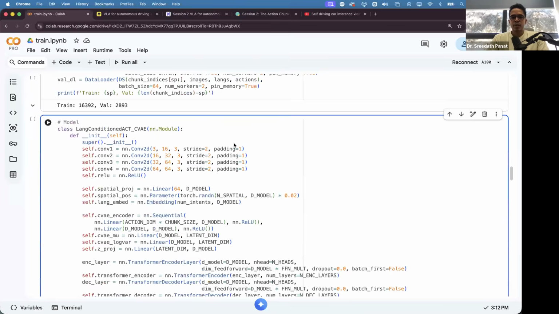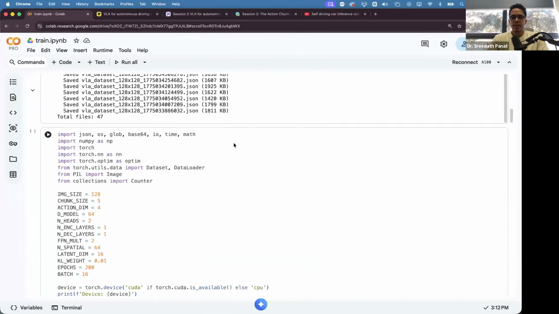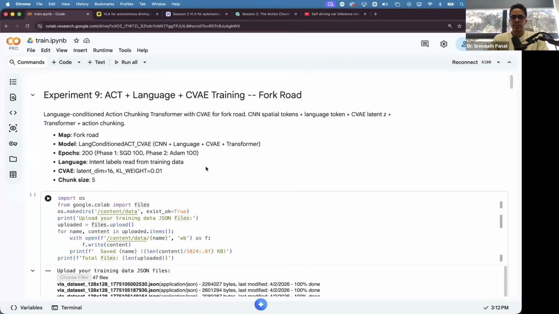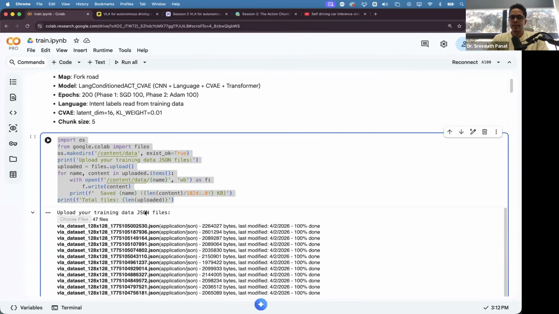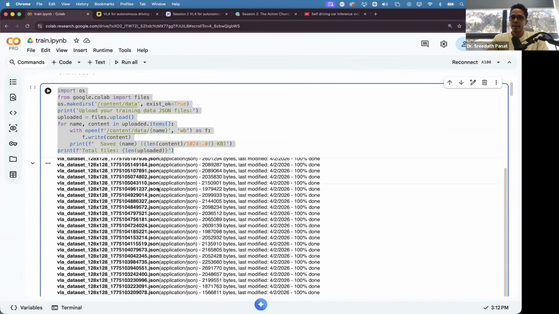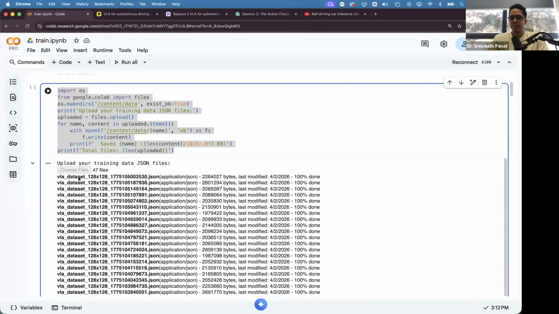And while you do that, let me also explain this code. So the code is very simple. It looks complex, but it's actually simple. This part is just for uploading all the JSON files corresponding to training. So I have 47 training dataset files, which are downloaded from this 3D simulation environment.